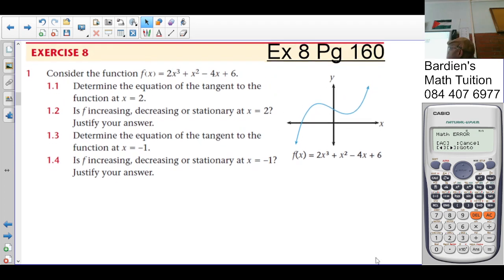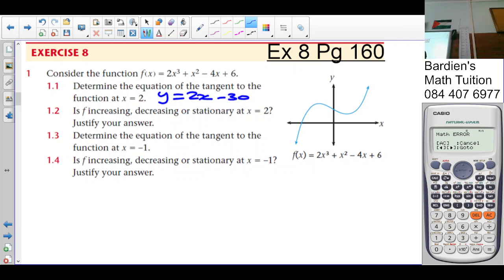Right, here we go. Any problem with number 1? Determine the equation of the tangent at x equal to 2. First derivative, set 2 into the equation, I get the gradient out, put 2 into f of x, I get a point of intersection out, and I work it. So you have no problem there. Number 1.2: is f increasing, decreasing, or stationary at 2? So, what was the equation of the tangent? So y is equal to 24x minus 30. Okay.